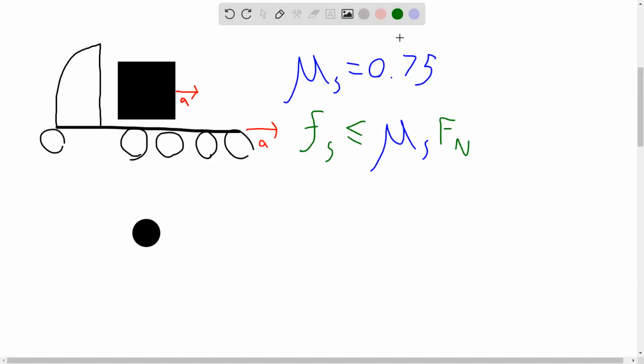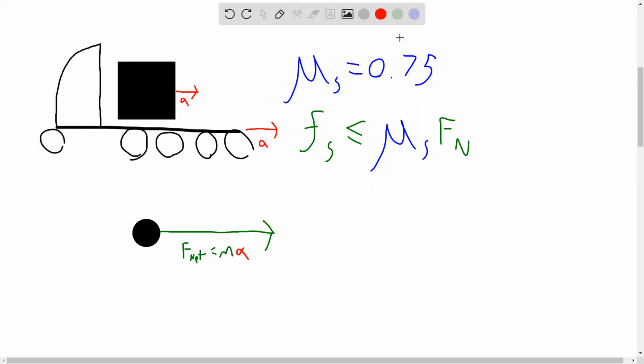Now, for this to take place, I'll demonstrate this with the free body diagram. There has to be a force pointing in the direction of acceleration, providing this acceleration to the crate. And this is done with F. This is the net force, which is equal to ma. Now, in our case, we're trying to find the maximum acceleration. So the maximum net force is equal to mass times the maximum acceleration.